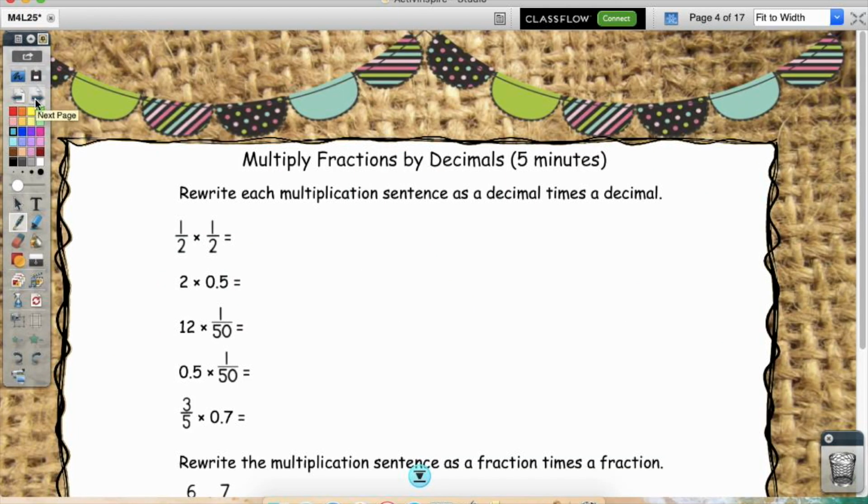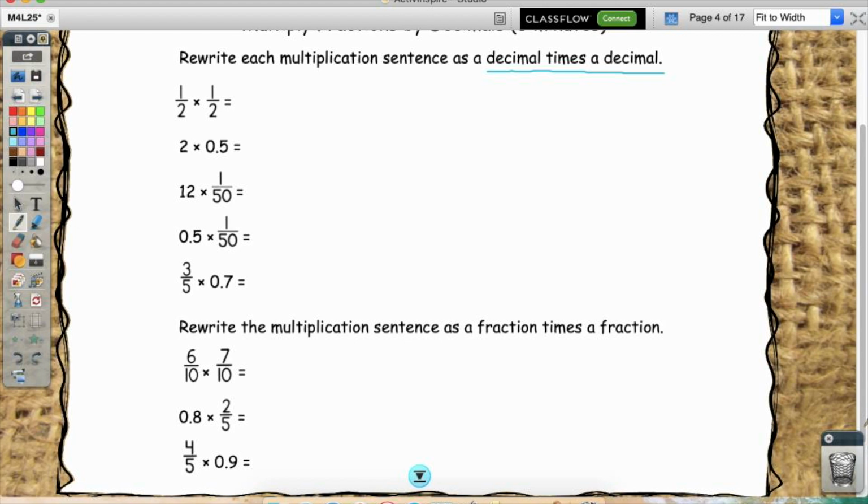This is a little different. We're going to rewrite each multiplication sentence as a decimal times a decimal. So we have to change our fractions to decimals. Okay? So how do I change a half to a decimal? I already know what it is. 0.5. So I will write 0.5 times 0.5 and solve it.